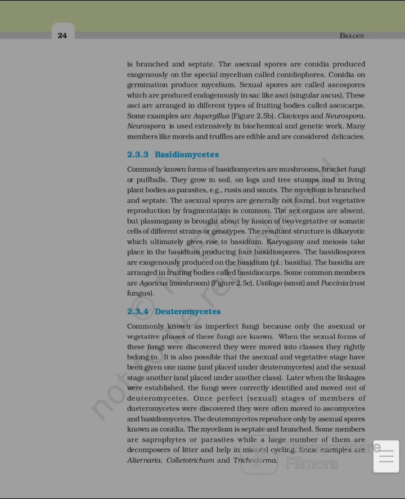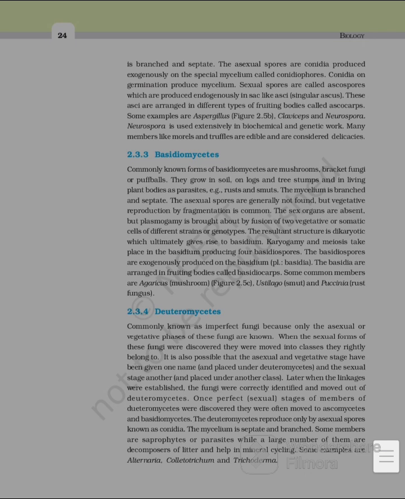Sexual spores are called ascospores, which are produced endogenously in sac-like asci (singular ascus). These asci are arranged in different types of fruiting bodies called ascocarps. Some examples are Aspergillus, Claviceps, and Neurospora. Neurospora is used extensively in biochemical and genetic work. Many members like morels and truffles are edible and are considered delicacies.